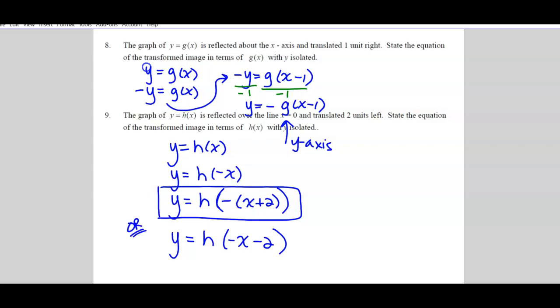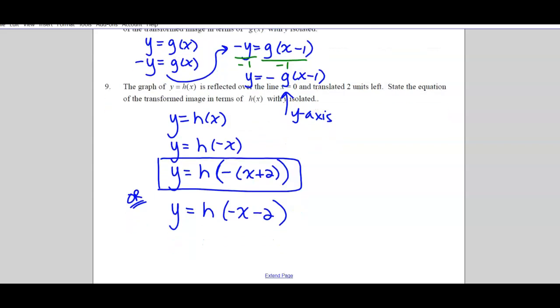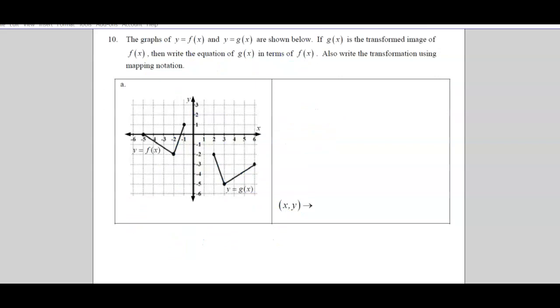Okay. We are done that. Graphs of y equals f of x and g of x are shown. G of x is the transformed image of f. So we're always starting with f. How do we get to g? So write the equation in terms of f of x and then the math notation. So we're starting with f and going to g.